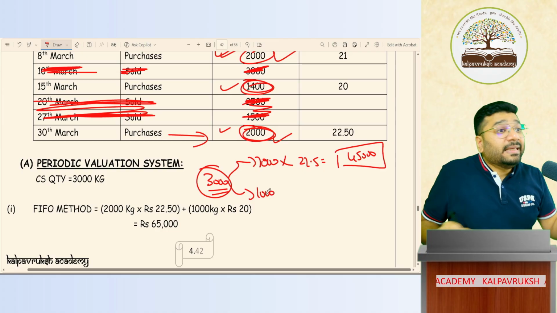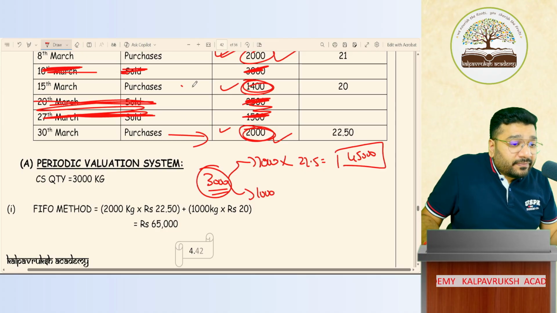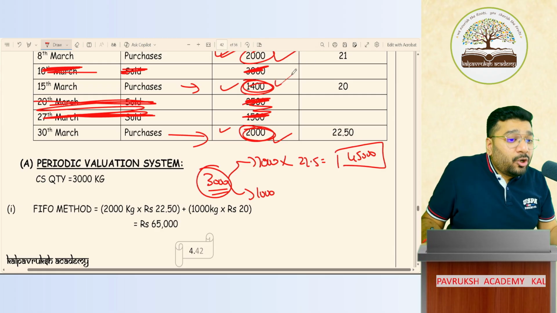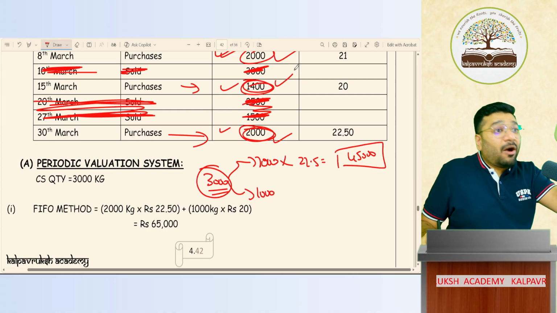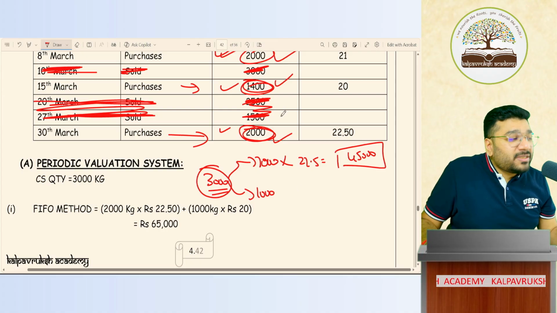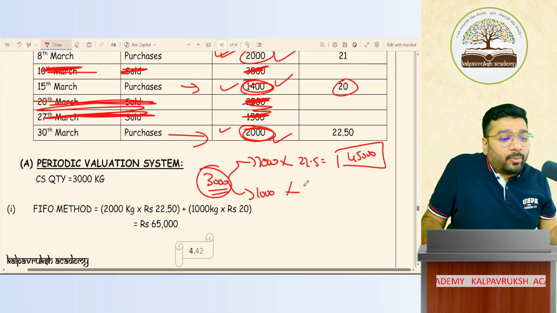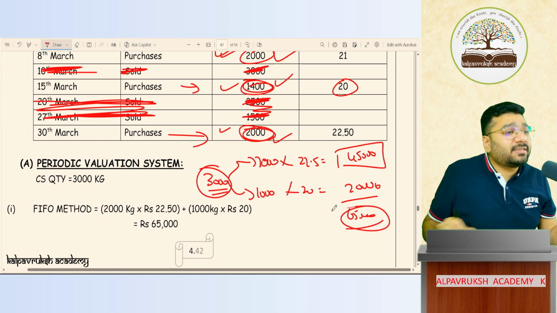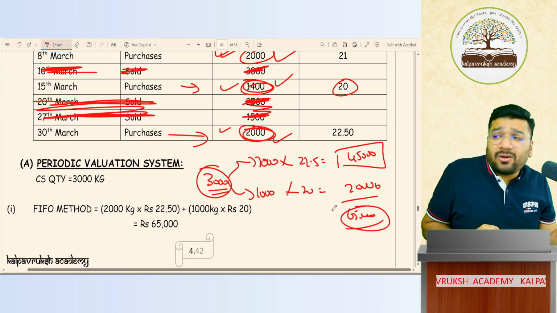1000 is still there. When was this purchase made? Previous to previous purchase is 1400. We assume 400 were sold from this lot. How much is the balance? 1000. What is the rate? Into 20. How much is it? 20,000. So this way, 65,000 is called the total cost of inventory. Got it, not got it?